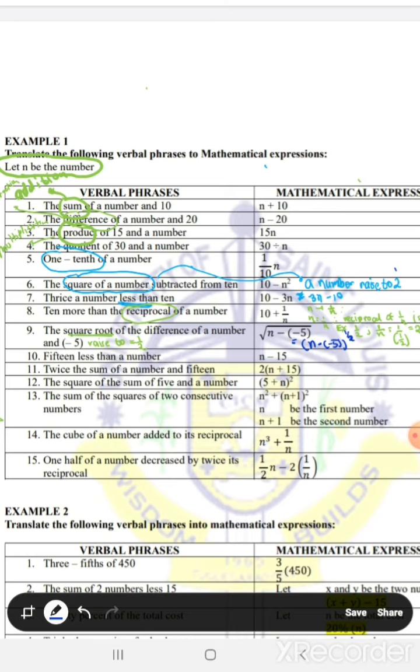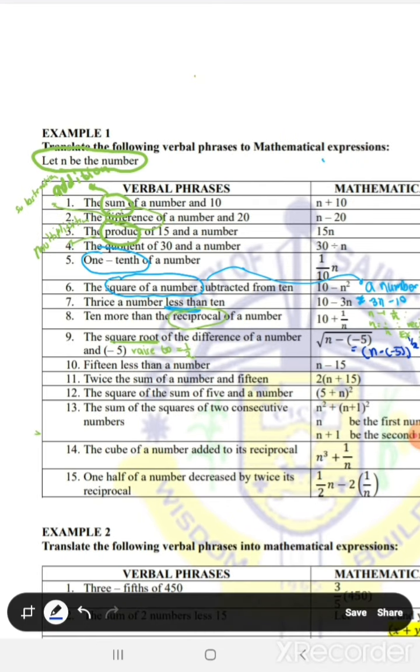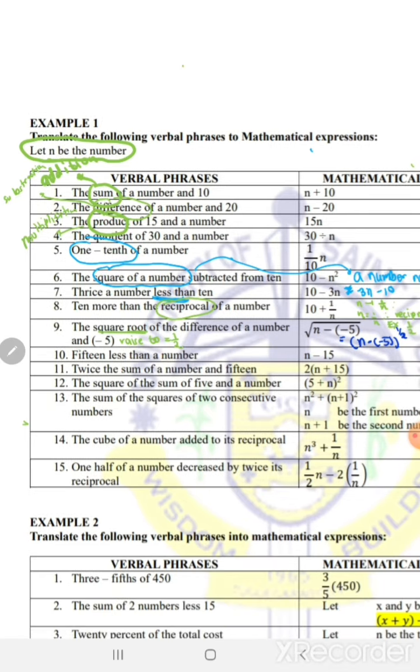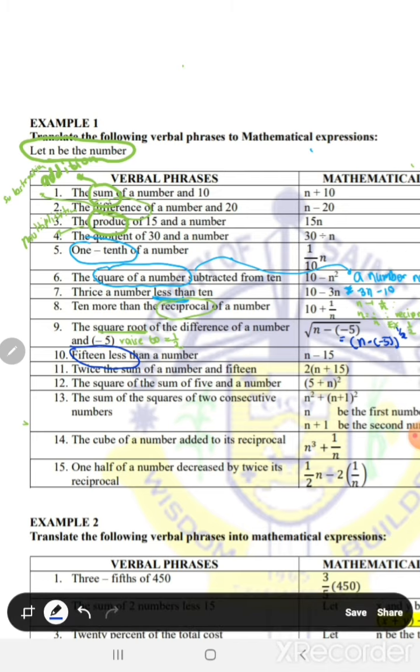Okay? Next is 15 less than a number. It is the same as our example number 7, thrice a number less than 10. This one is 15 less than a number. So that you will subtract 15 from that number: n minus 15.